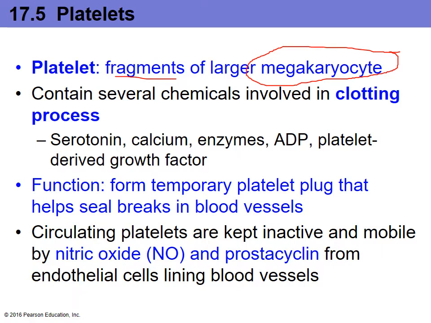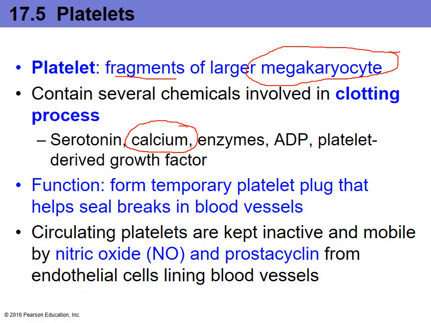There are different chemicals involved that will make a clotting process completely successful. So as you can see in the middle of your PowerPoint, you have a few of them listed. Serotonin, calcium, there are different enzymes. We're also going to talk about platelet-derived growth factor. And to be very honest with you, probably the most important chemical here is going to be calcium. Calcium is going to be involved in several aspects of the clotting process.